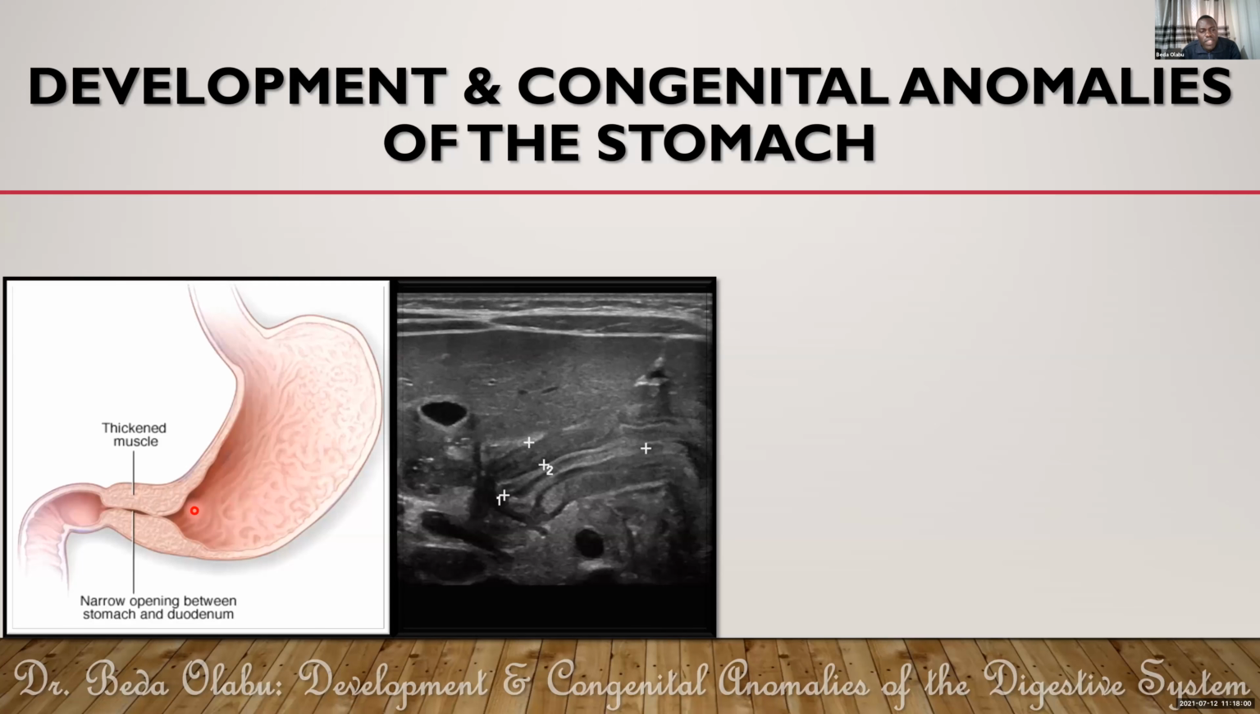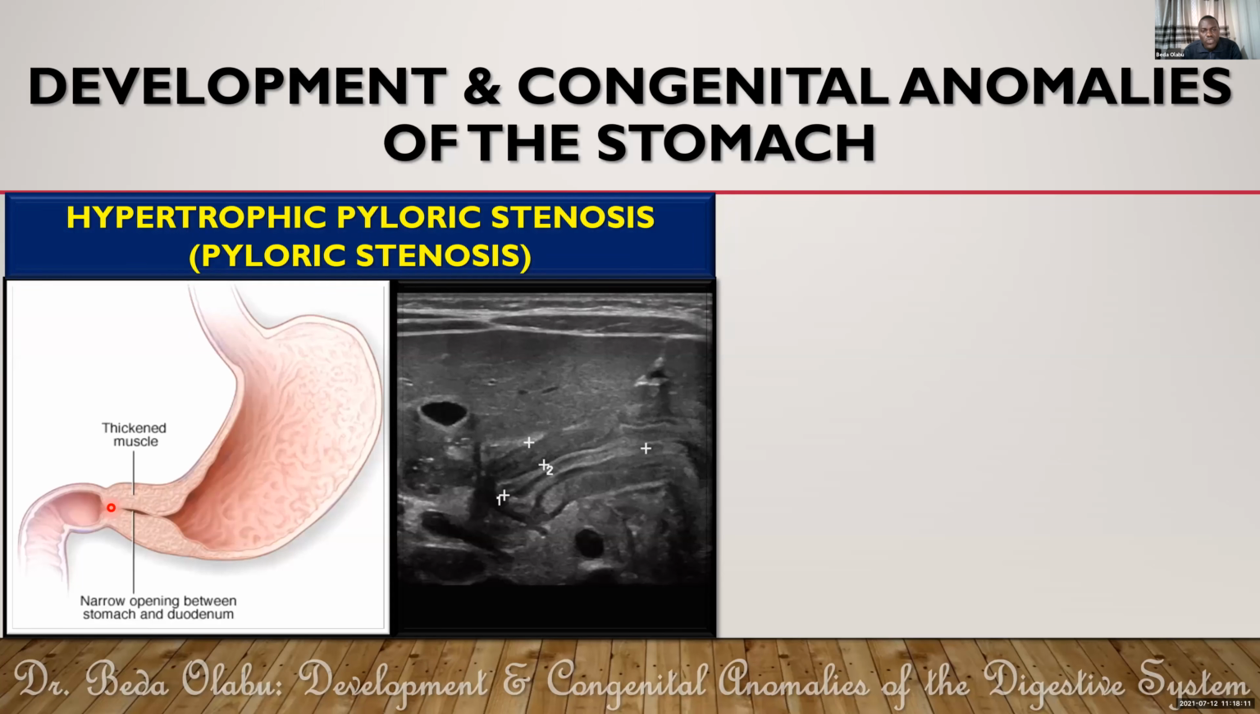And if you have a very thickened pyloric muscle, what happens to the lumen? The lumen becomes very narrow and long. We call this hypertrophic pyloric stenosis. It's a very common condition of the stomach.